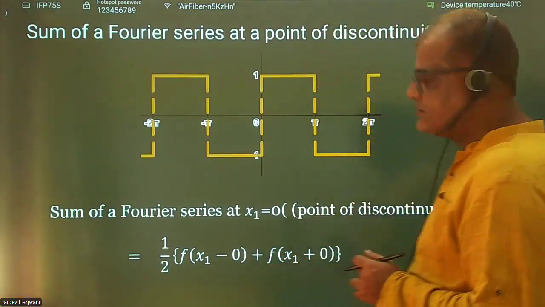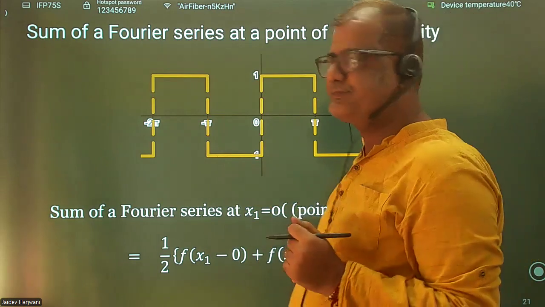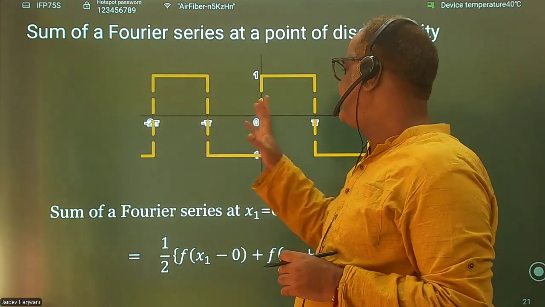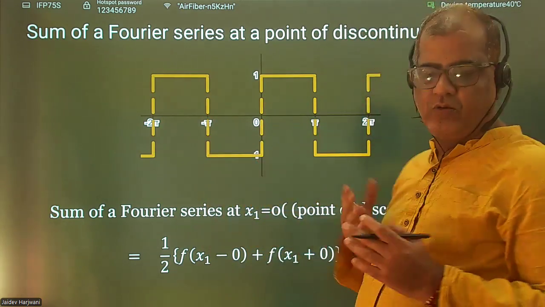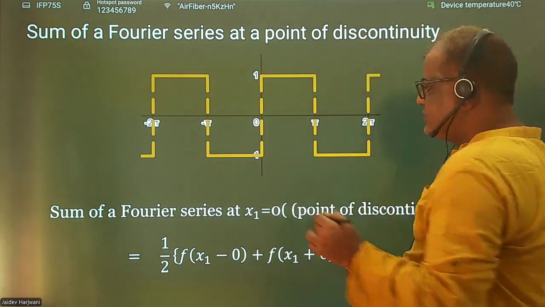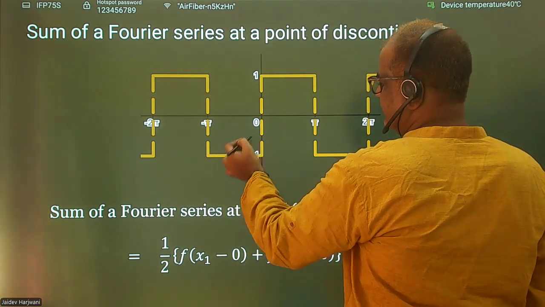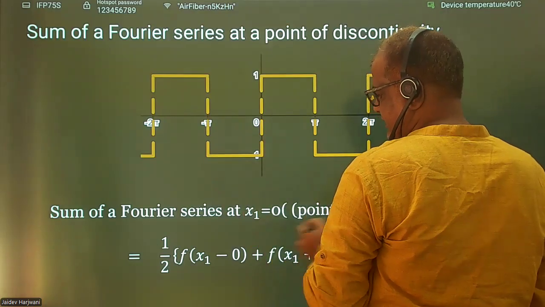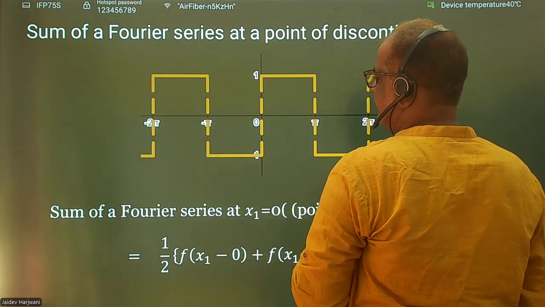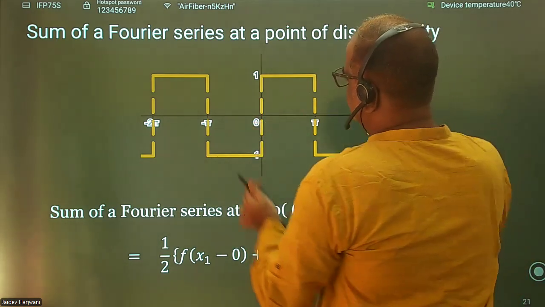Now the next topic is finding the sum of the Fourier series at a point of discontinuity. Okay, so the function is discontinuous at minus 2 pi, minus pi, 0, pi, and 2 pi. How do we find the value of the function at these discontinuities? Because if I approach 0 from the left, just slightly before 0, the value of the function is minus 1. So f of 0 minus is minus 1.